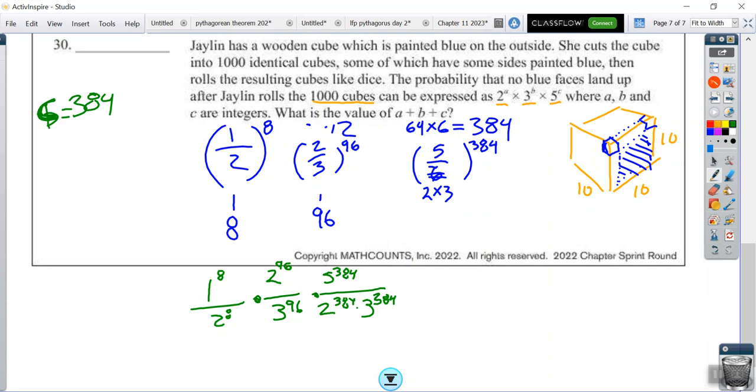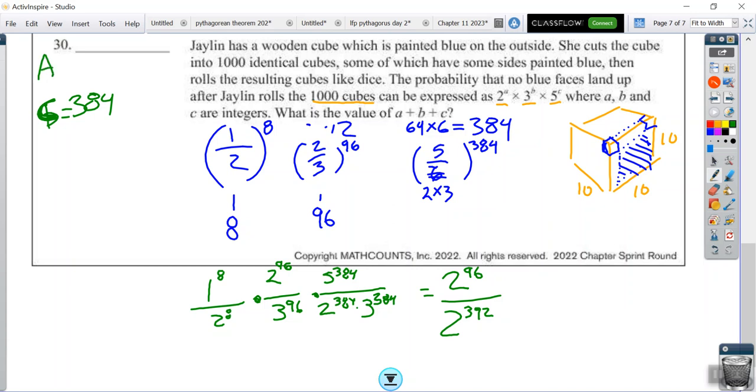All right. So, okay. Now it's time for rules of exponents. So I have 96 2's in the numerator, and in the denominator, I'm going to write that out. So we have 2 to the 96. And in the denominator, I have 2 to the 8th and 2 to the 384th. So how many 2's do I have in the denominator? 392. So we have 2 to the 392. Okay, so how many 2's do I have total? 2 to the negative 296.